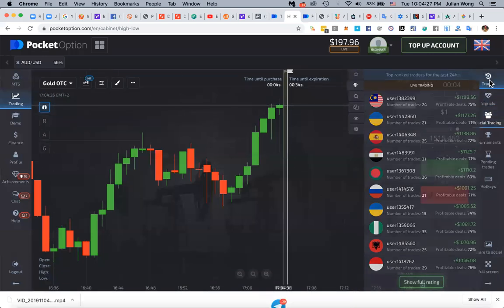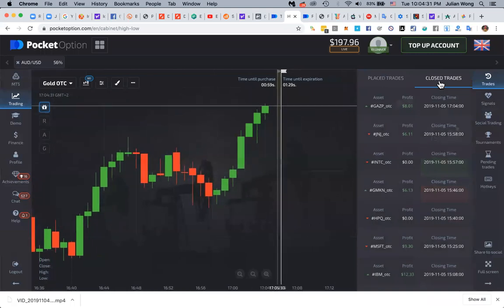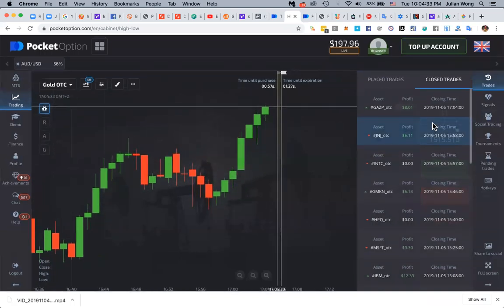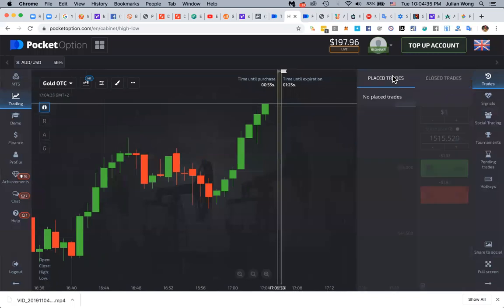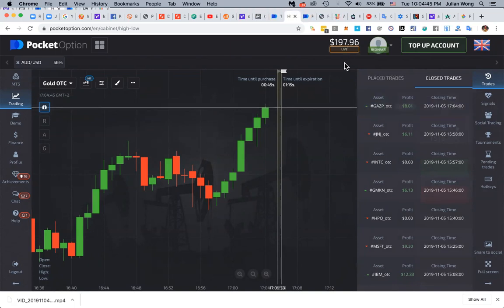Let's see what it was. I see. Oh, I think there's one. Oh, there you go. Yeah, exactly. One trade just happened. Gazprom. Okay, it just went through. So it did for a moment and went up. Okay, you see, it's really cool.